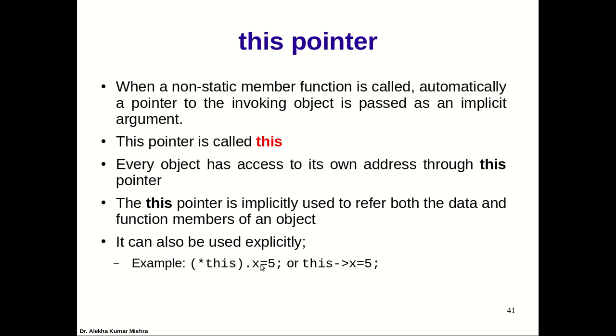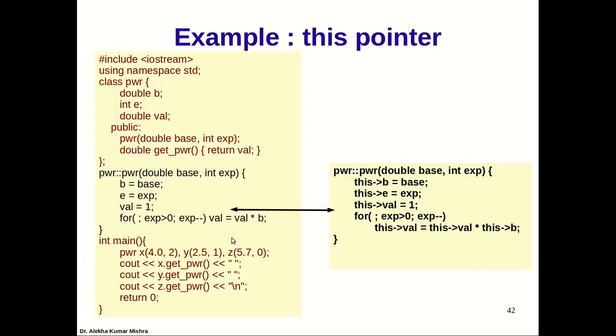All right, so we can write either notation: pointer to a member, or by using the member accessing operator via pointer, the arrow mark. Either one will work. So here is an example.